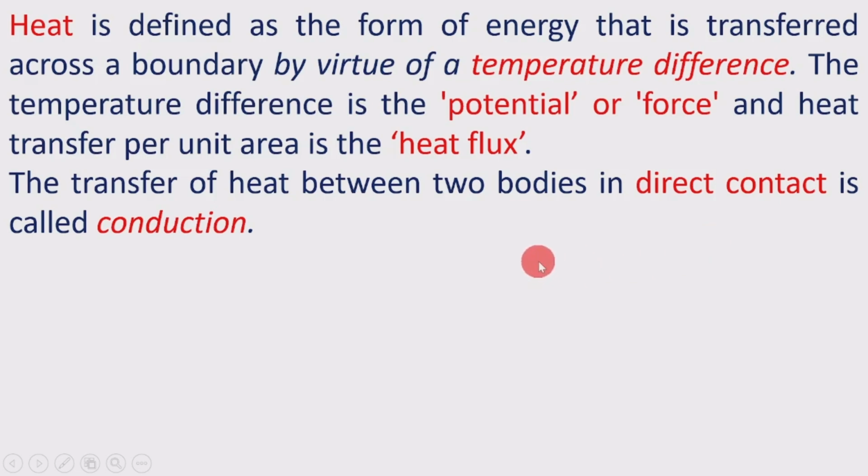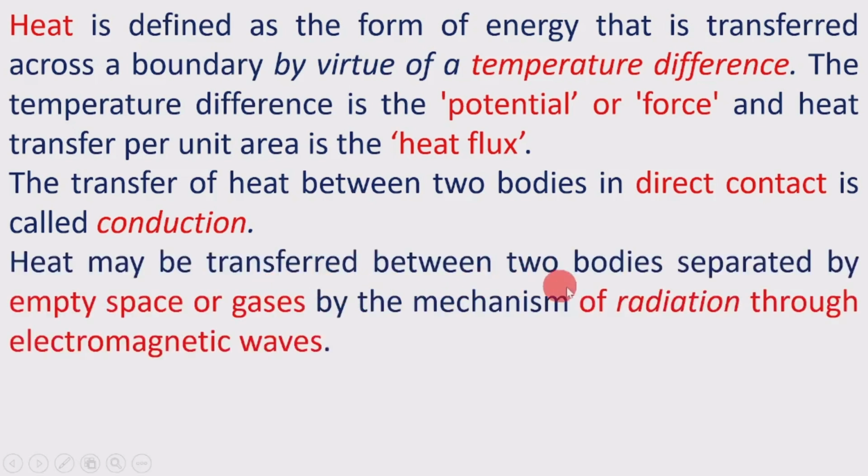If the two bodies are in direct contact, then the heat transfer taking place is called conduction. The example for this is the heat transfer through solids, where the molecules are in direct contact. Heat may be transferred between two bodies separated by empty space or gases by the mechanism of radiation through electromagnetic waves. This is called radiation heat transfer. The example for this is the heat transfer from the sun to earth.